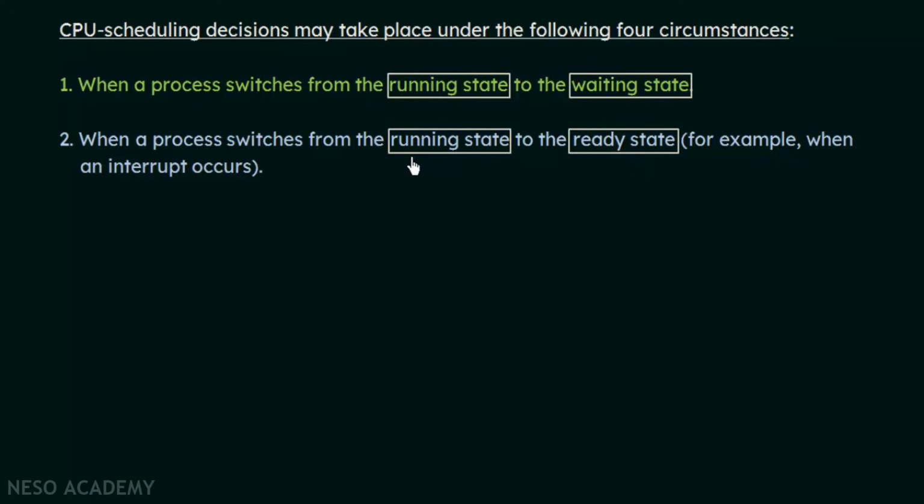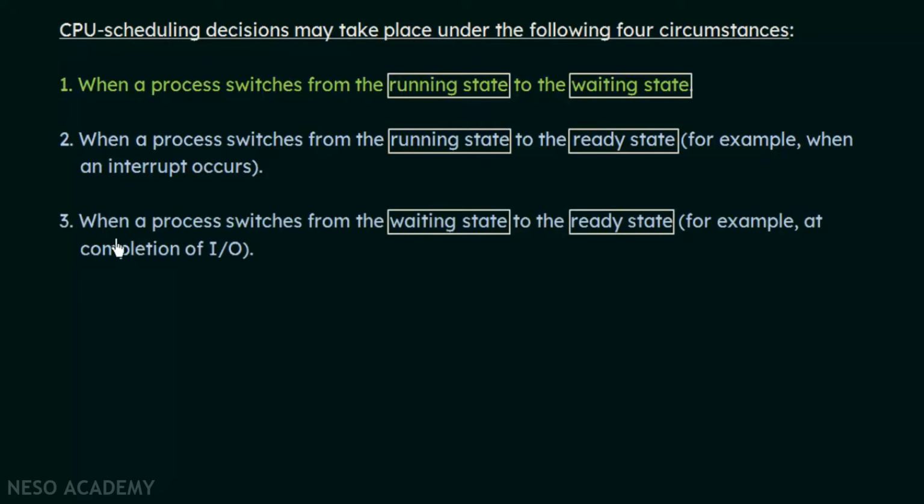When a process is switching from a running state to the ready state, at that time also CPU scheduling decisions may take place. Moving ahead, we are going to understand what we mean by these decisions. For now, let us just focus on these four circumstances. So let's come to the third one. The third circumstance is when a process switches from the waiting state to the ready state. For example, at the completion of an input-output request.